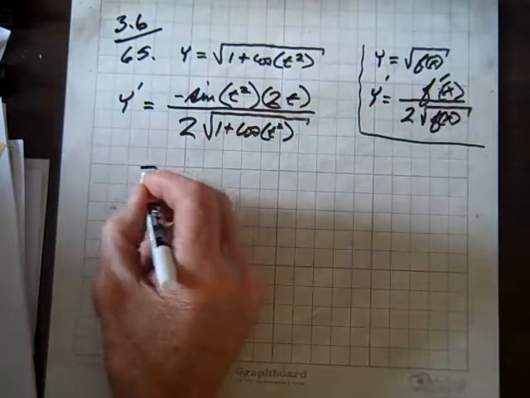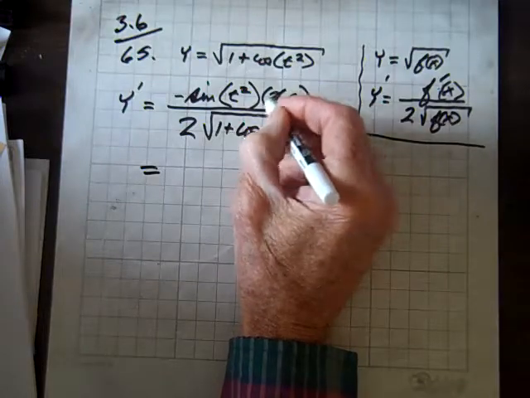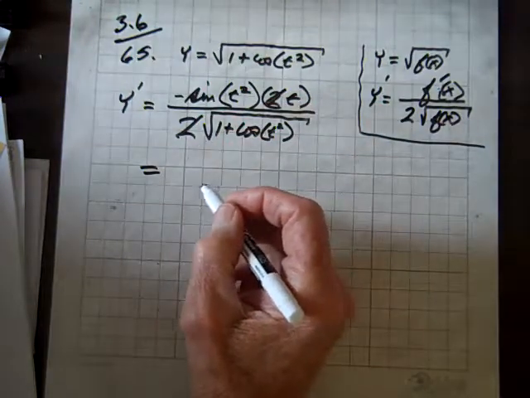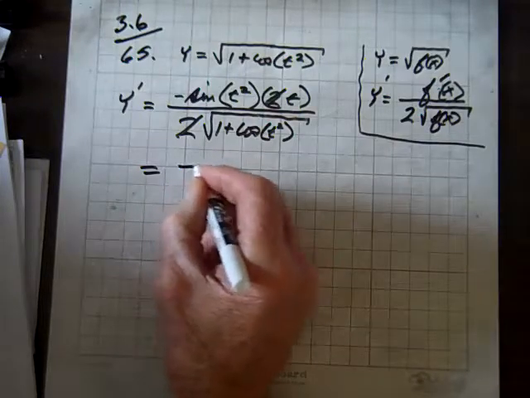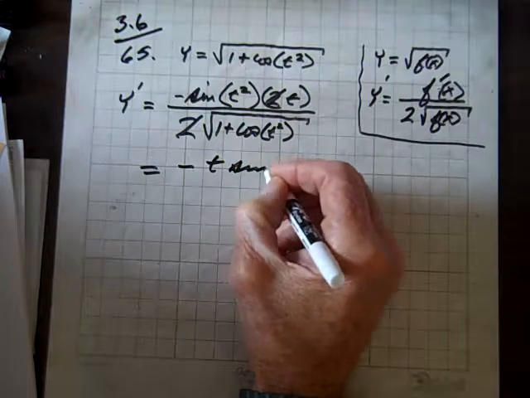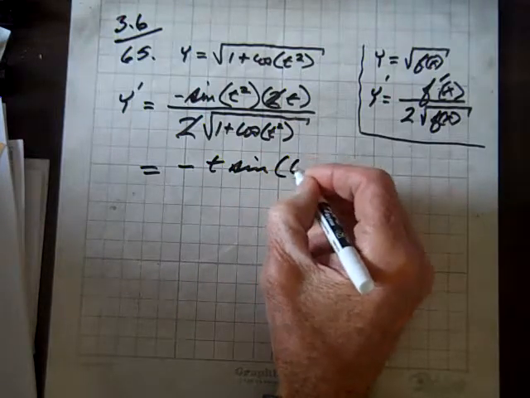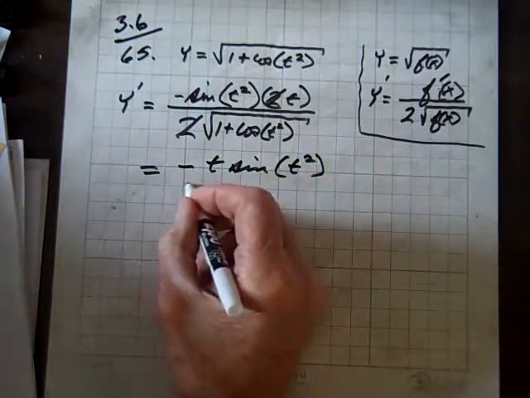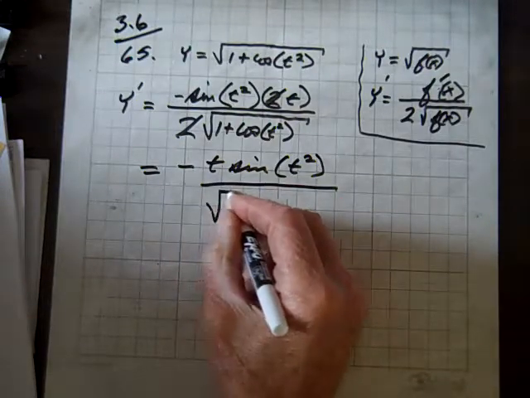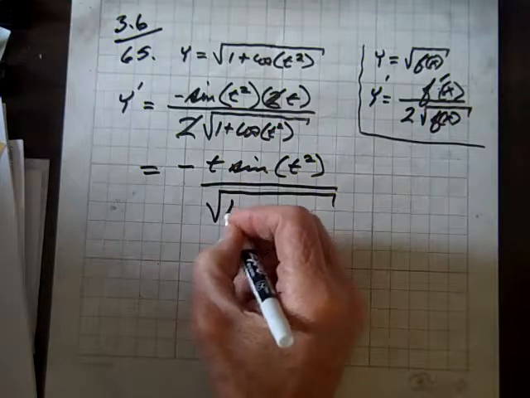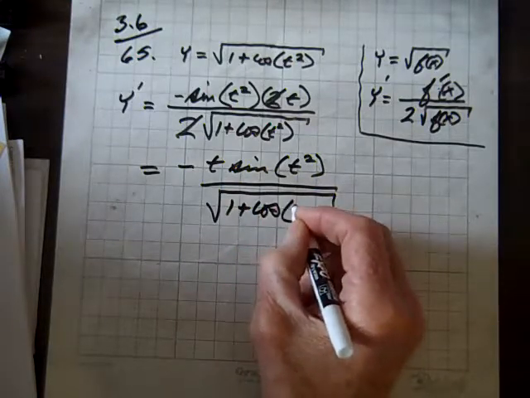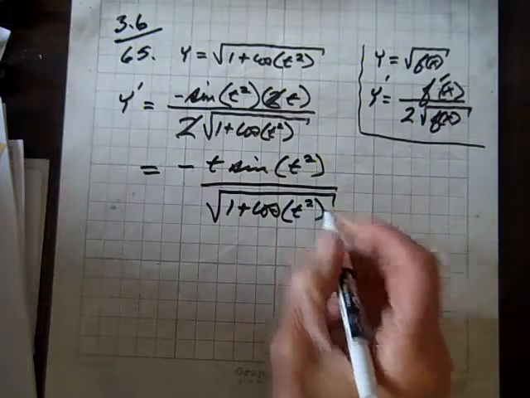So let's consolidate what we can, and notice these common factors in the numerator and denominator, so those 2's will divide out. So upstairs we have a negative t sine of t squared, and downstairs we have the square root of 1 plus cosine of t squared, and we're done.